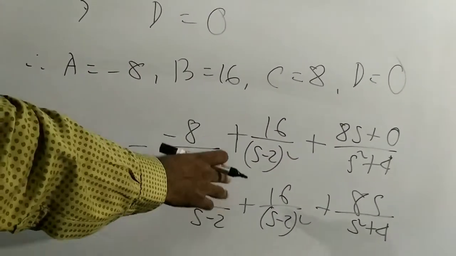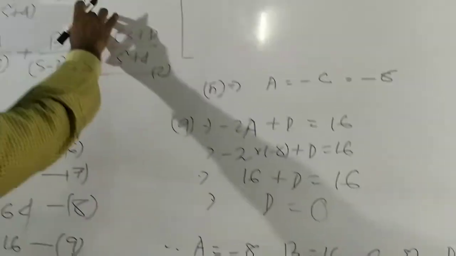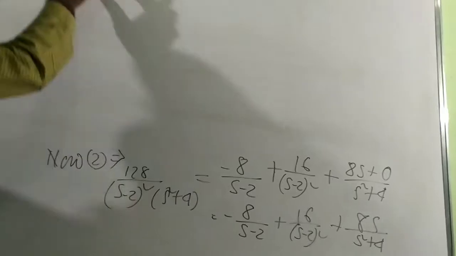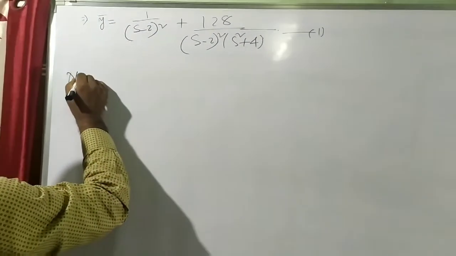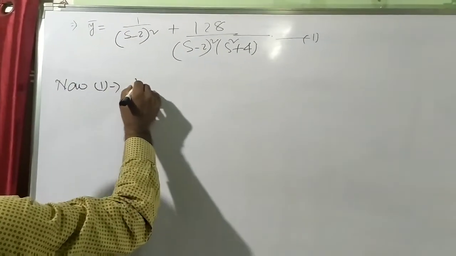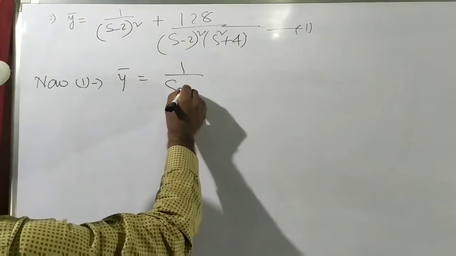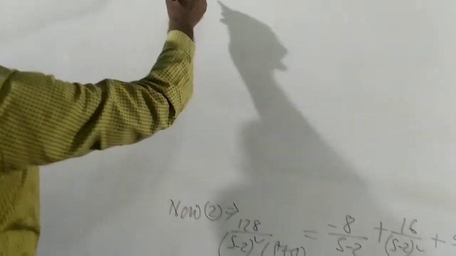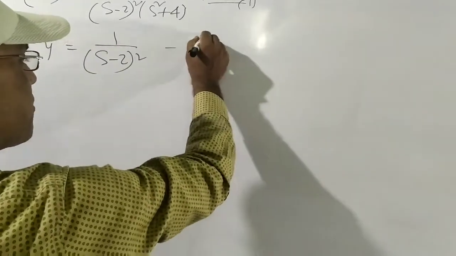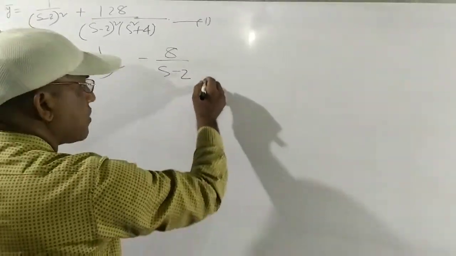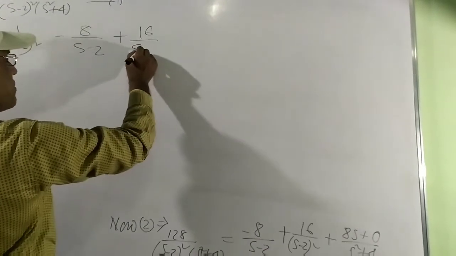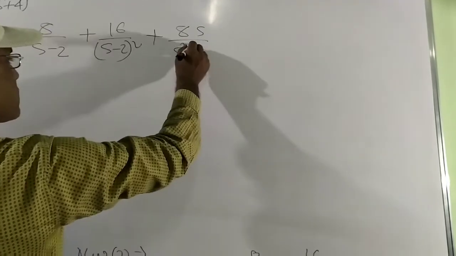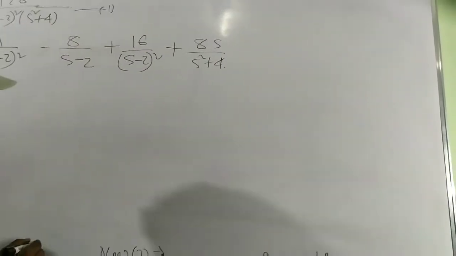From this we get this result, and all of this we put in equation number 1. Now 1 implies y bar equal to 1 by s minus 2 whole square, and this whole value we get: minus 8 by s minus 2 plus 16 by s minus 2 whole square plus 8s by s square plus 4.